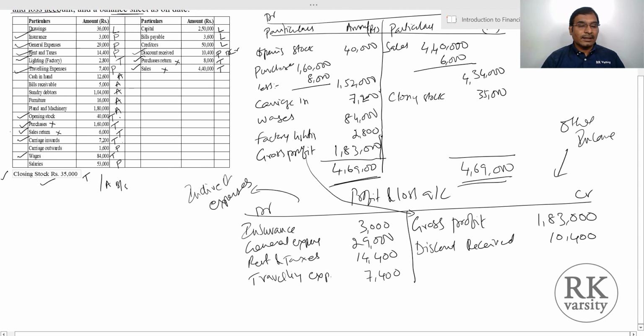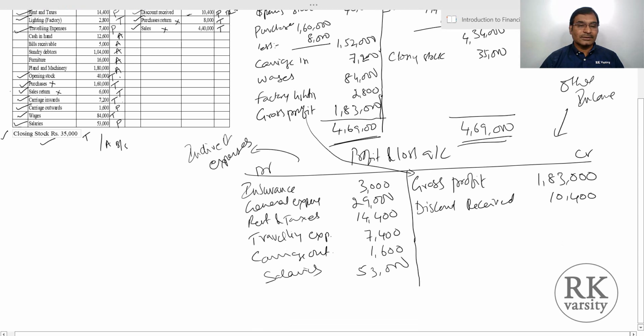Then again we have carriage outwards 1,600. Then you have salaries 53,000. So once again we'll check. Here discount received is the only income that we have, so we already posted this. And on the expenses side we have 1 2 3 4 5 6 expenses. So that means we posted all the items to our profit and loss account.